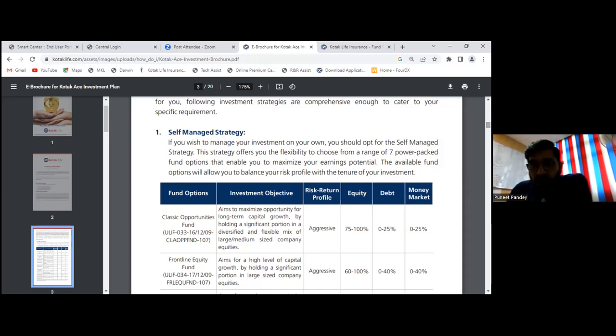If I have opted for classic opportunity, then my money will go to the classic opportunity, and my fund managers will put my money into the classic opportunity portfolio and it will grow as per the market grows. So this is called the self-managed strategy.